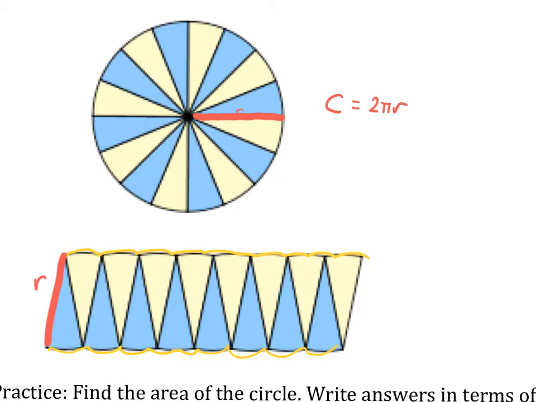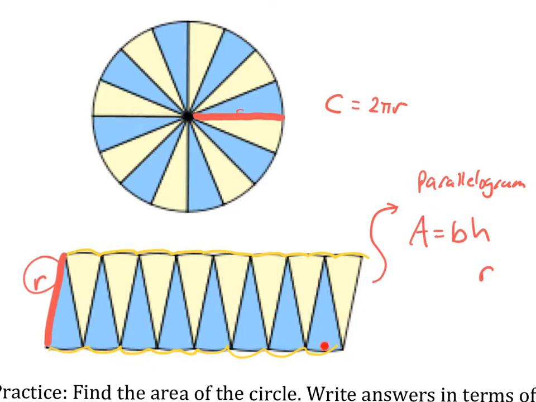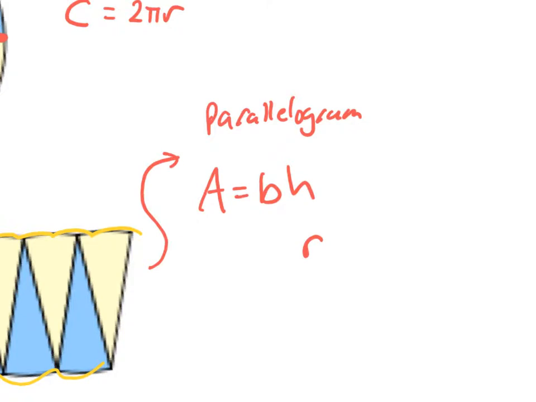So if I were to consider this as a parallelogram, and I say, well, area is base times height, I know what the height is. The height is R. And what's the base? What would this distance right here be? It's 1/2 circumference. So area is 1/2 the circumference, because that's the base, times the radius.